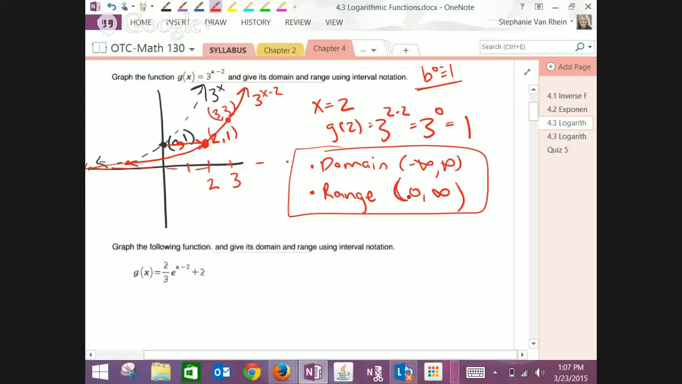Which will be an important concept when we talk about 4.3 today, logarithmic functions. Because it's going to switch. We can never put in 0 or a negative number to a logarithmic function. You can't take log of 0 or log of -1. It doesn't exist. So we're switching the role of domain and range in that aspect.